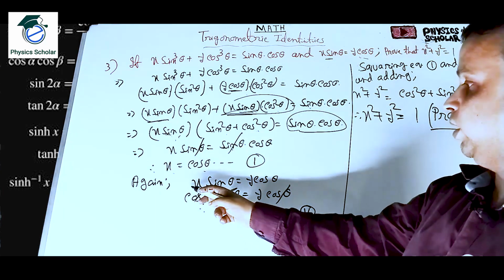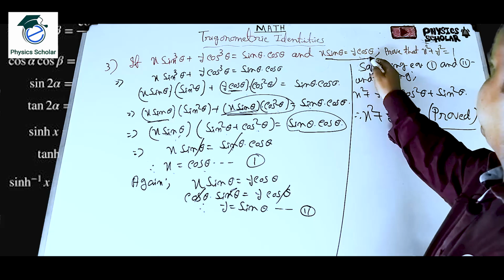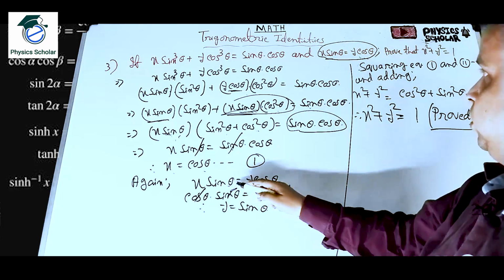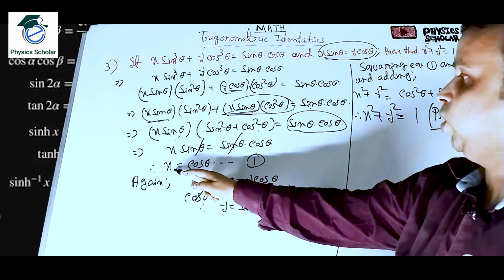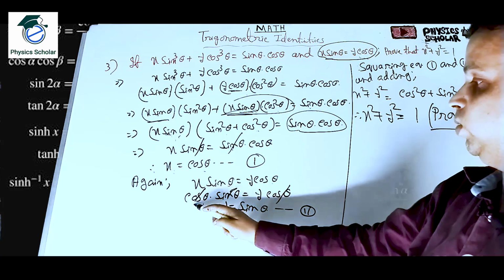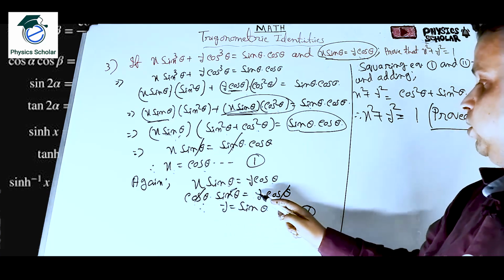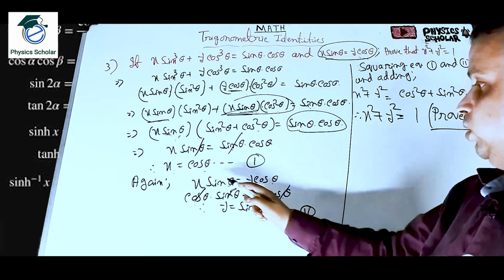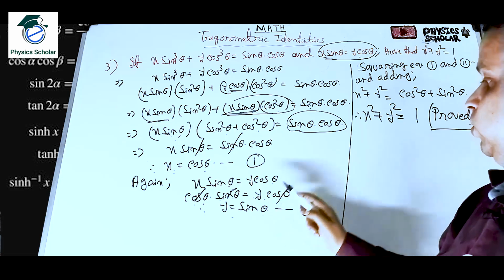Okay. So again, what is given? X sin theta is equal to y cos theta. Now what is the value of x? Cos theta. So instead of x, we are writing cos theta into sin theta is equal to y cos theta. So cos theta will be cancelled. That means y is equal to sin theta.